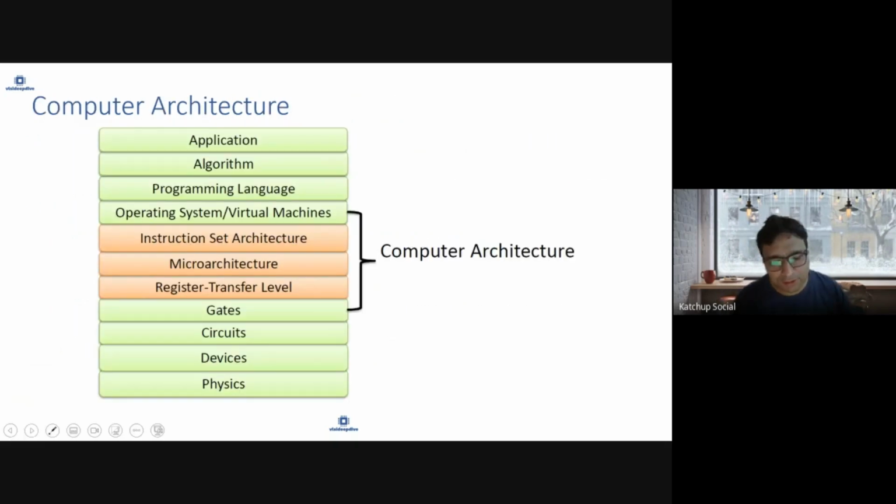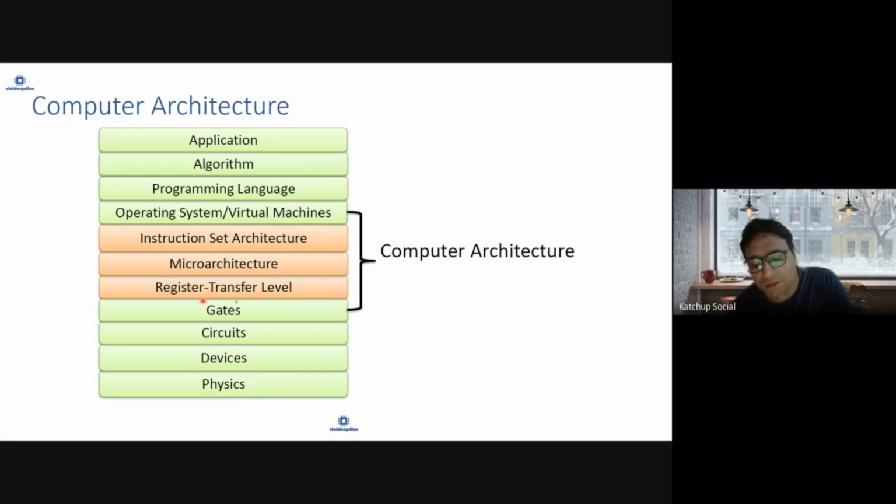So if you design a system, it has applications, algorithms, programming language, and then your OS. This is where computer architecture sits, your instruction set architecture. That is your higher abstraction level. It's an interface between software or OS and the hardware. Then there is microarchitecture. We'll talk about what microarchitecture is.